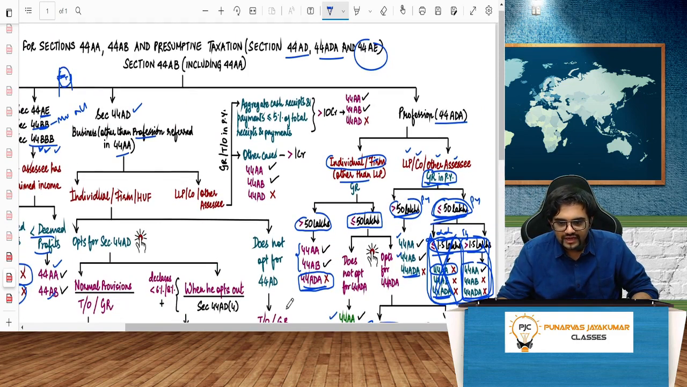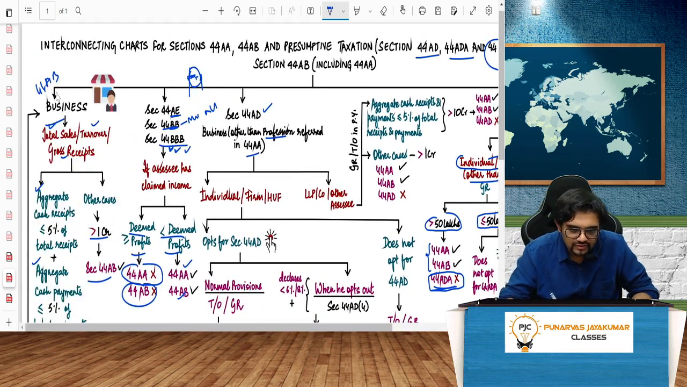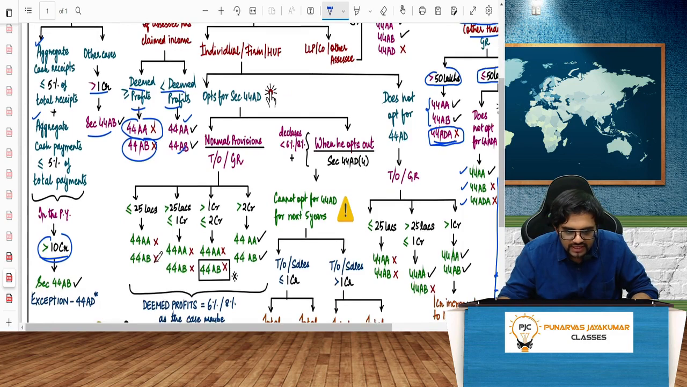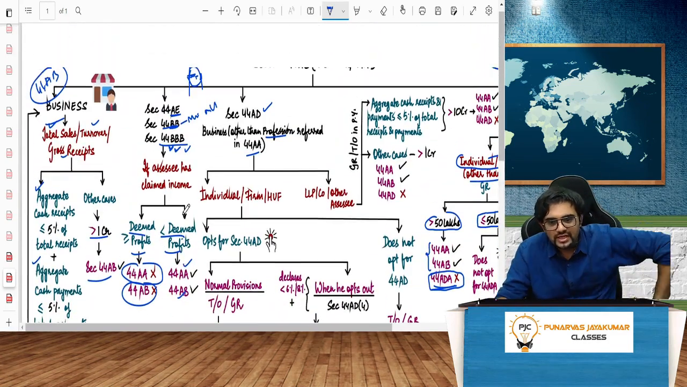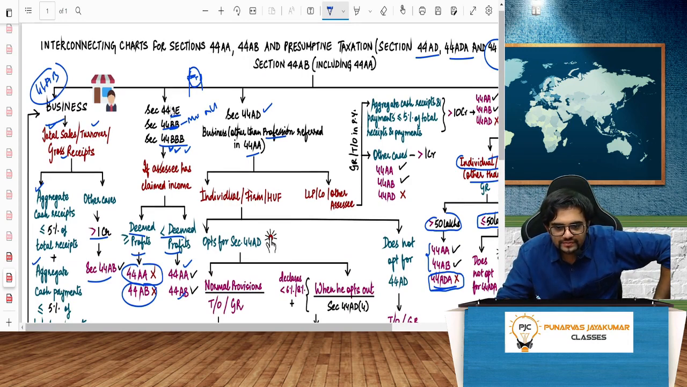So what have we done now? We have done normal 44AB, business and profession. This chart is available, don't worry, go down. Next, 44AE, we have seen BB, mineral oil, Habibi. Then BBB, big shot, Bachchan. You will remember. Next, 44AD.